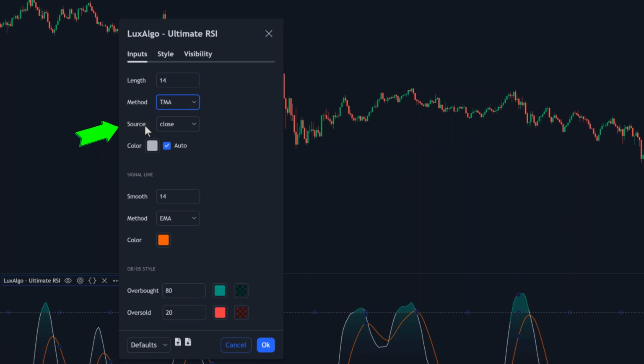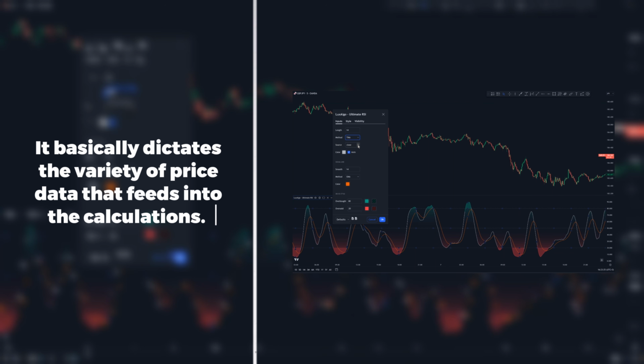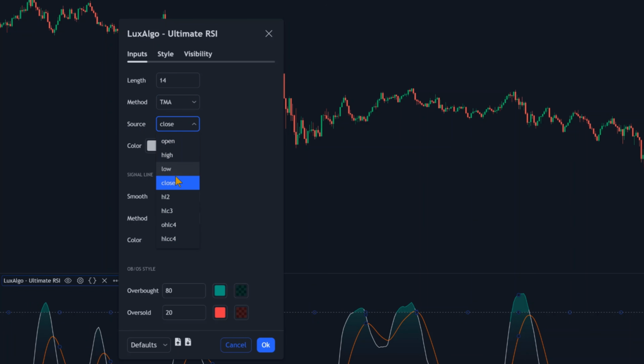Moving on to the source. It basically dictates the variety of price data that fits into the calculations. Our choice here is the close price.